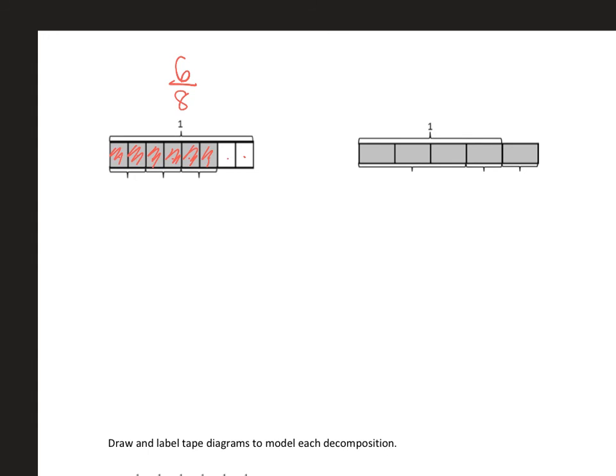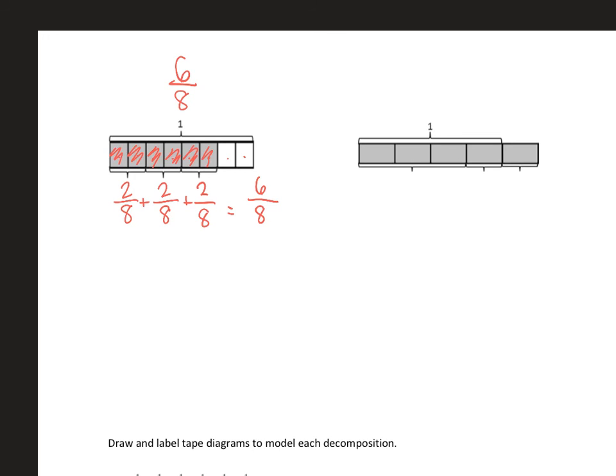Now I need to label the tape diagrams of how they decomposed it, and then I need to draw a number bond to match. I can see that here they bracketed 2/8. Here they bracketed 2 more eighths, and then they bracketed 2 more eighths. So they said 2/8 plus 2/8 plus 2/8 equals 6/8.